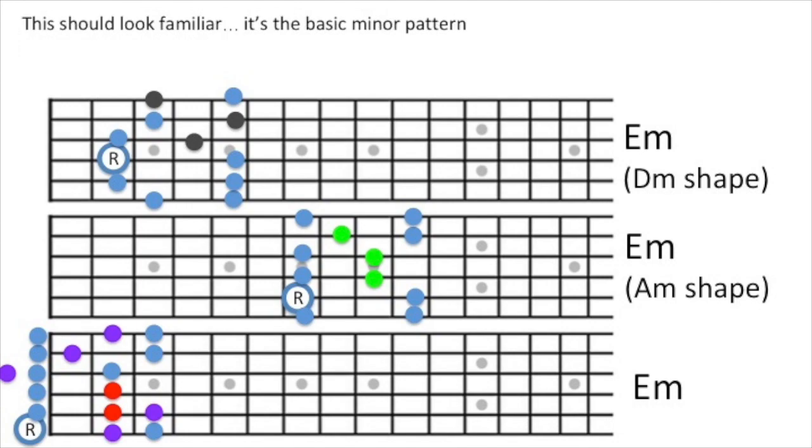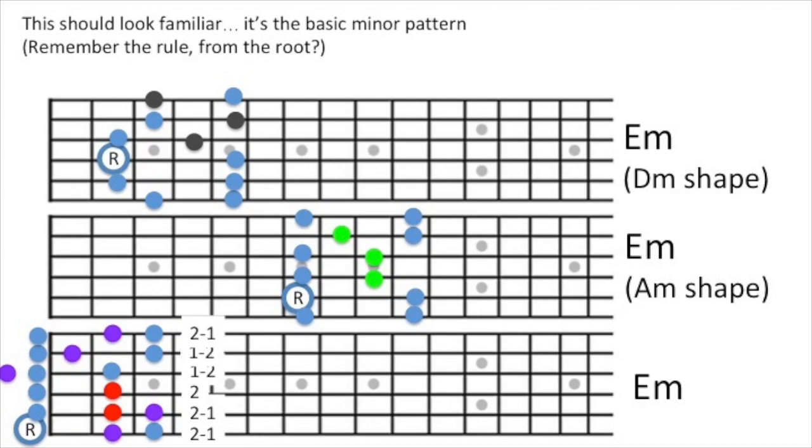There. This should look familiar. It's the basic 2-1-2-1 pattern for the minor scale. Do you remember the rules? 2-1 at the root. 2-1 on the next string. 2 on the next. 1-2 on the next. Another 1-2. And back to the 2-1.